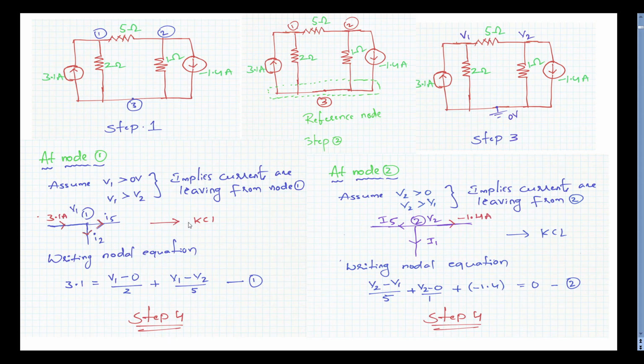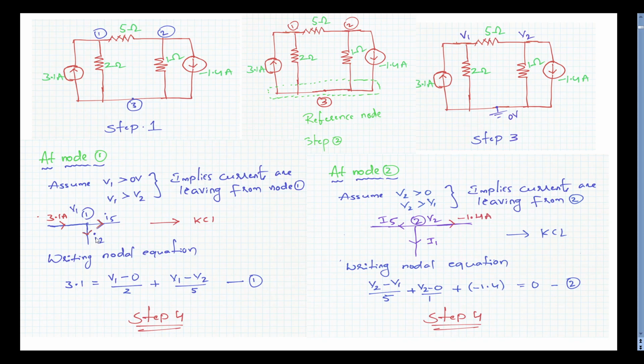So now you are applying KCL. What is KCL? The sum of the entering currents at a node is equal to the sum of the leaving currents from the node. What is the entering current to this node? 3.1 amps. Entering current equals leaving current. So what are the leaving currents? One current is I2, another current is I5.